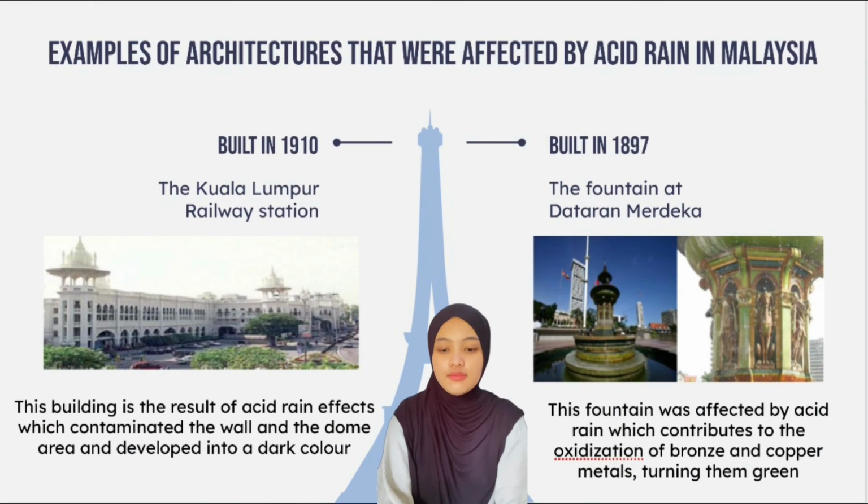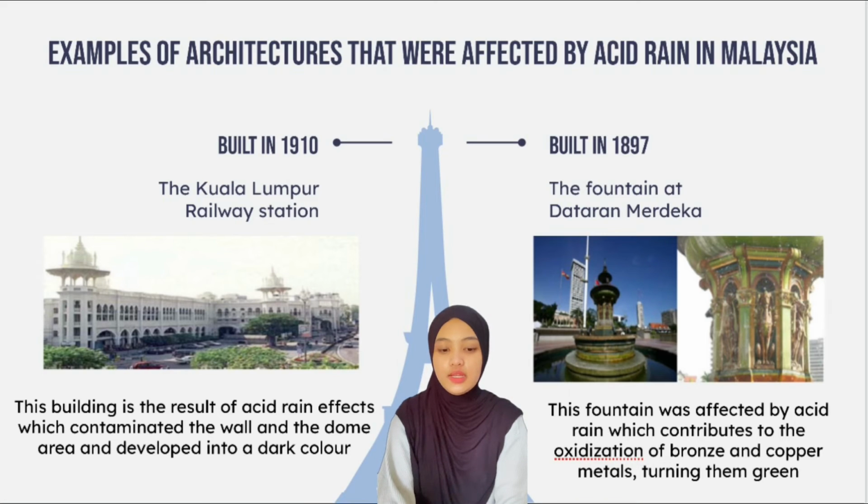Next, the third example of architecture that got affected by the acid rain in Malaysia was built in 1910, which is the Kuala Lumpur Railway Station. This building is the result of acid rain effects which contaminated the wall and the dome area and developed into a dark color.